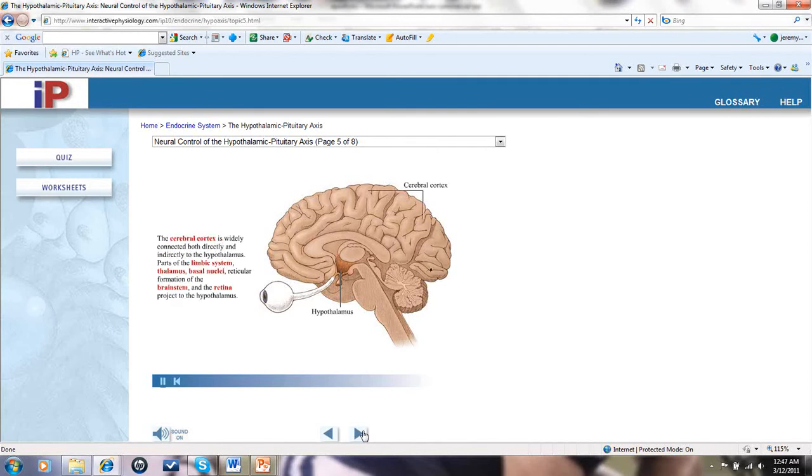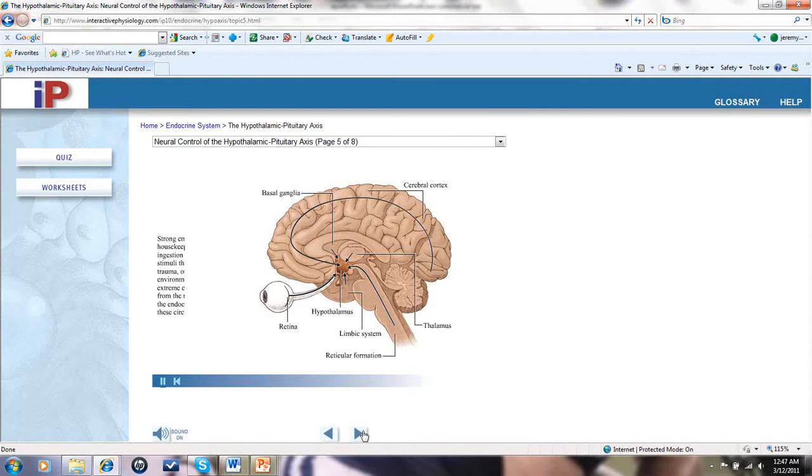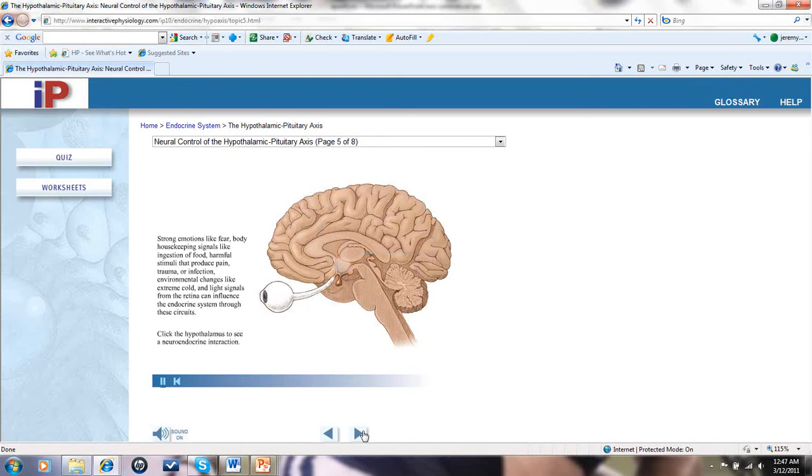The cerebral cortex is widely connected, both directly and indirectly, to the hypothalamus. Parts of the limbic system, thalamus, basal nuclei, reticular formation of the brainstem, and the retina project to the hypothalamus. Strong emotions like fear, body housekeeping signals like ingestion of food, harmful stimuli that produce pain, trauma, or infection, environmental changes like extreme cold and light signals from the retina can influence the endocrine system through these circuits. Click the hypothalamus to see a neuroendocrine interaction.